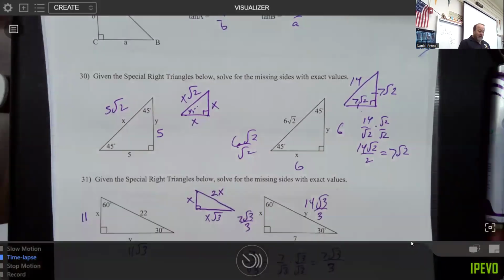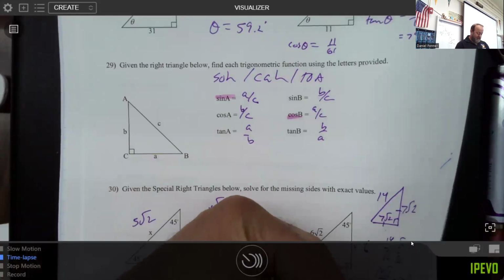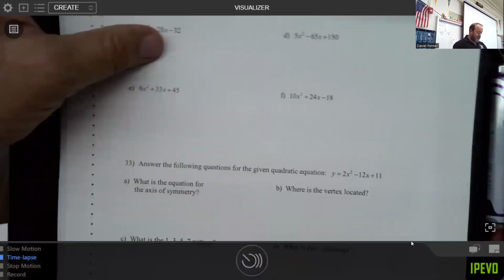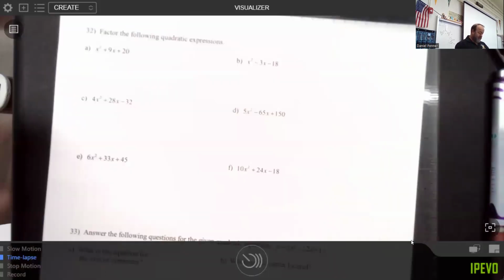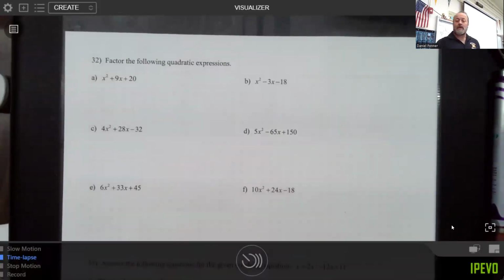All right. Let's see if we've got enough time to get to the next page down. Okay, we're going to get into some factoring, which I think I'm going to pause there. I think I'm going to stop because that one's a little longer. Okay, we're going to go ahead and stop there.